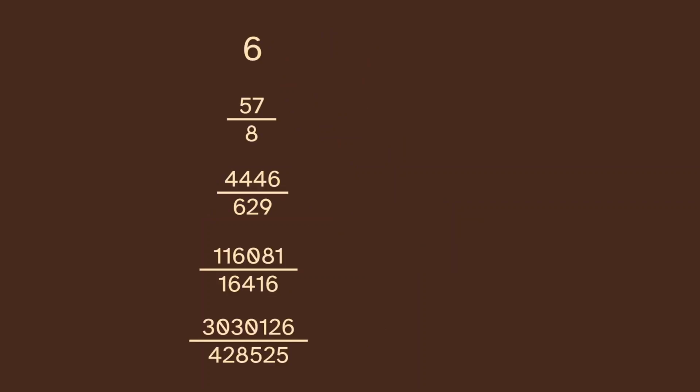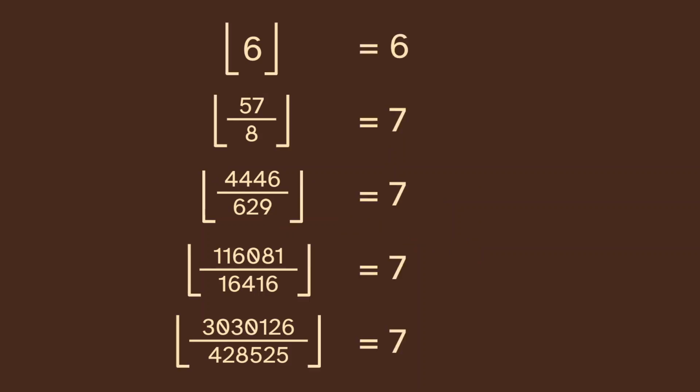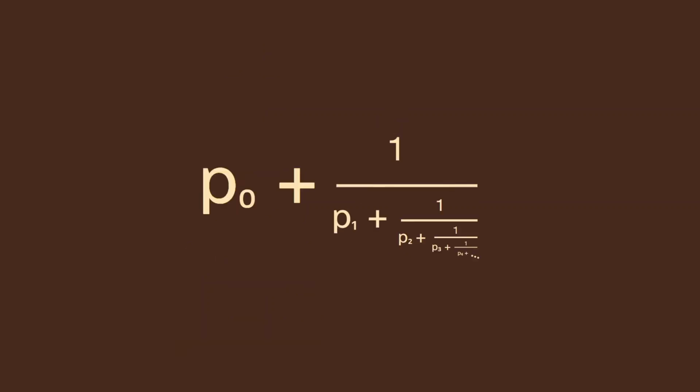Well, going back to this sequence, we notice if we take the floor of each, aside from the first, they're all 7. So this seems to suggest that the floor of root 50 is also 7. And so maybe we could take 7 as that first term. But how do we know for sure?